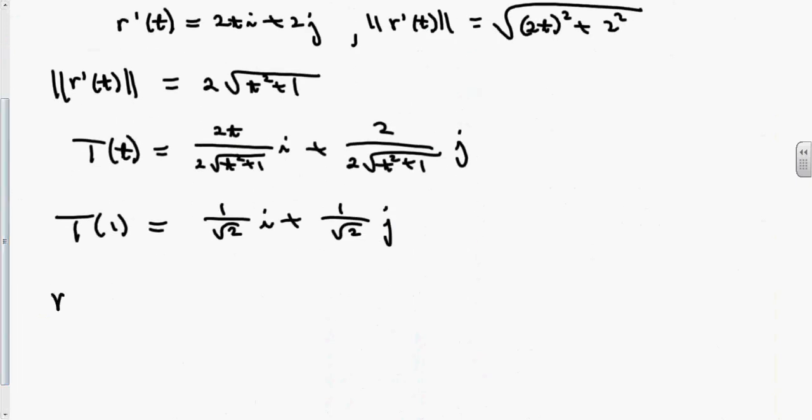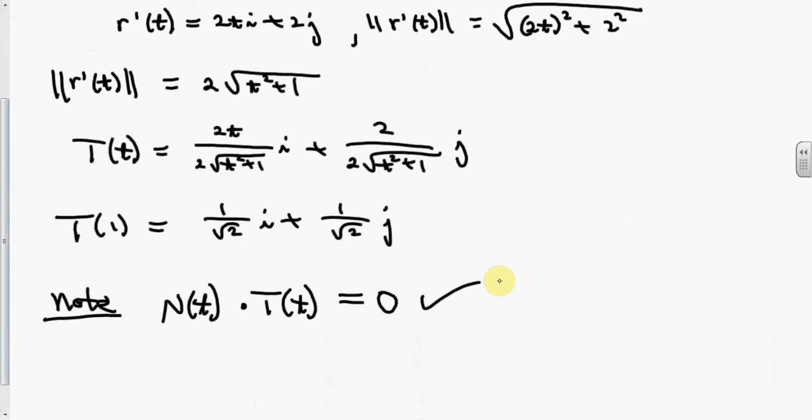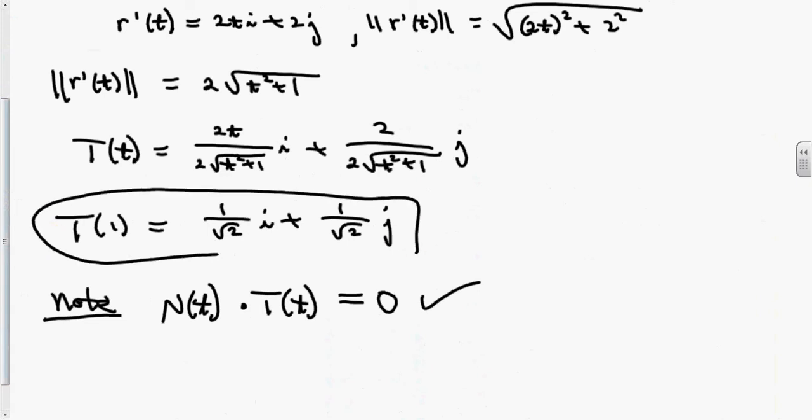Oh yeah, here's something to note, that the normal vector and the tangent vector are perpendicular. That means that their dot product is equal to 0. This is all you needed there.